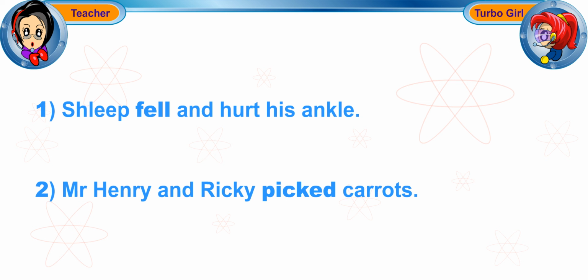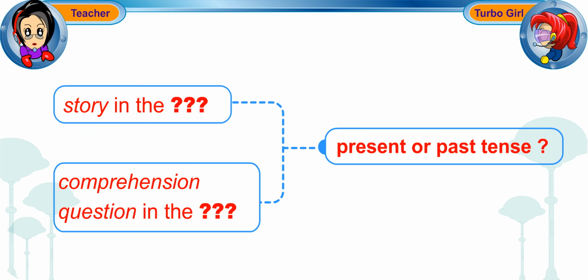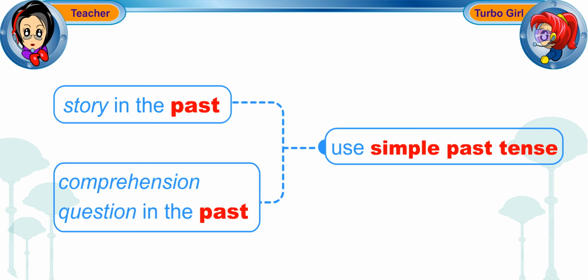Thank you. As you can see, these sentences do not have words such as last week or many years ago. But if we know the verbs refer to actions that have happened in the past, then we must use the past tense. When we write stories or answer comprehension questions, we must check whether the story is in the present or the past. If the story is in the past, we must remember to use the simple past tense. Can you give us an example, teacher?